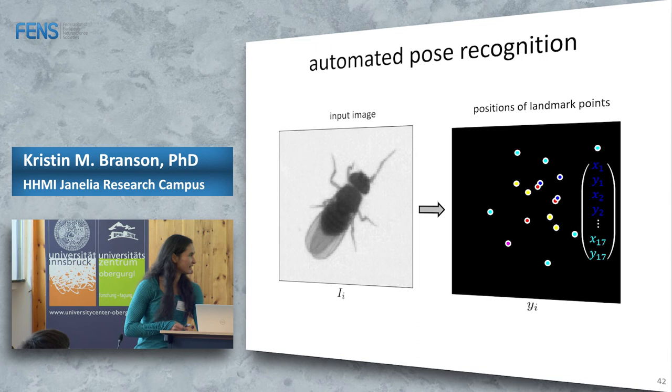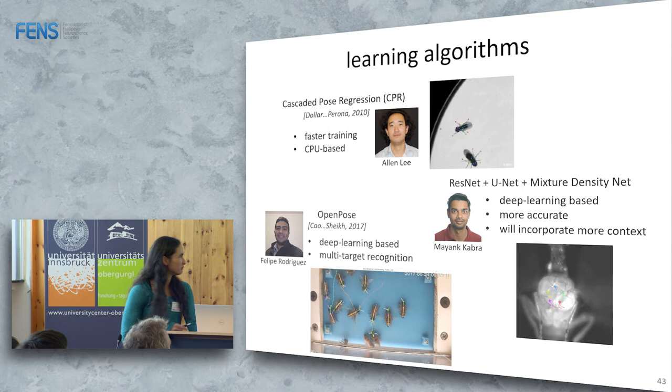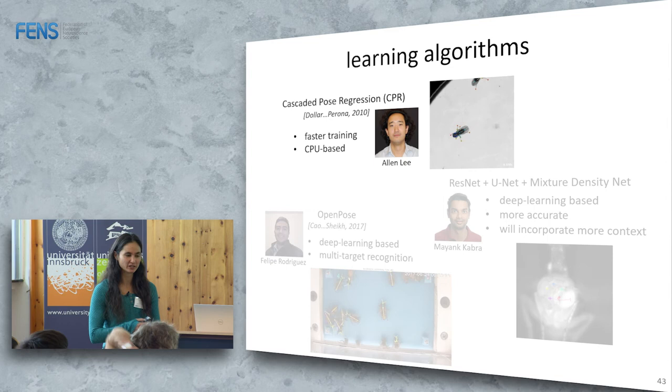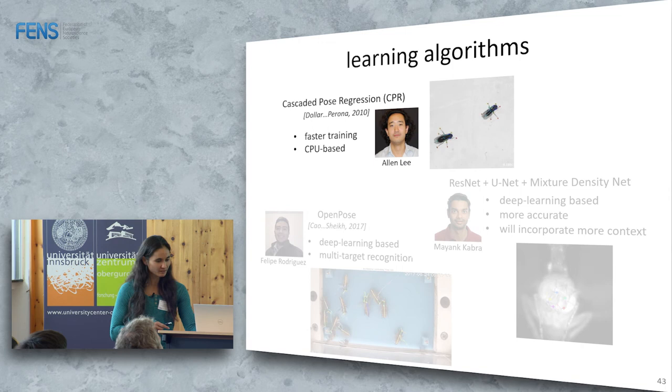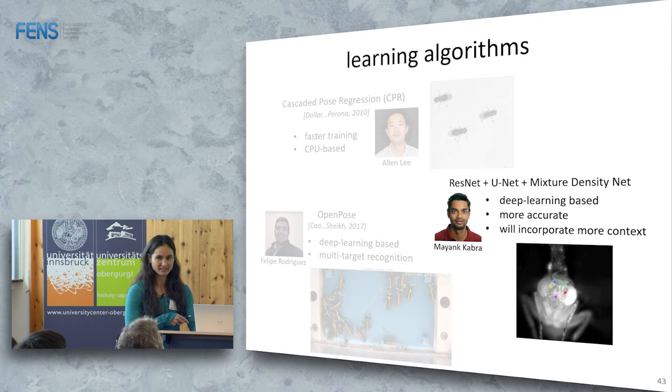And we've been working on that for a long time. We have a bunch of different algorithms that we've come up with for doing this, all trying different types of classifiers. We started working on this a long time ago when deep learning did not work as well as it works now. So we have this algorithm called cascaded pose regression that has pretty fast training. It's related to the boosting type of approach that we use with JAABA. And more recently, we've been working on these deep learning types of approaches. I'll talk mostly about that to give you some flavor of what deep learning is doing now.